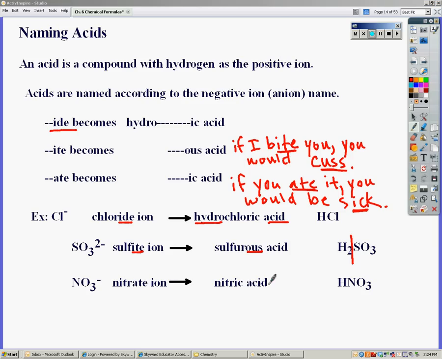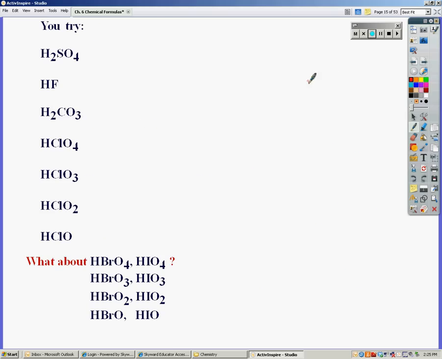Okay, and then finally our third example, HNO3. Again, we look at just what's behind the H. That's how we name it. NO3 is called nitrate. So now we're using the ate rule. So nitrate becomes nitric. Okay, so I'm going to pause the video, or you should pause the video, and try these on your own. And when you come back, push play, and I'll have the answers here, and you can check them.